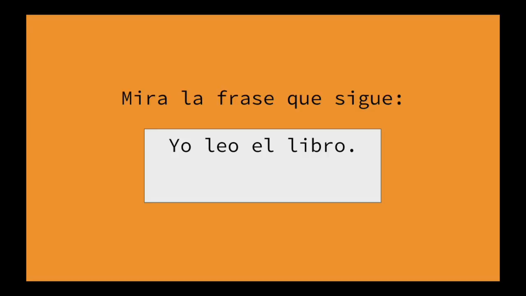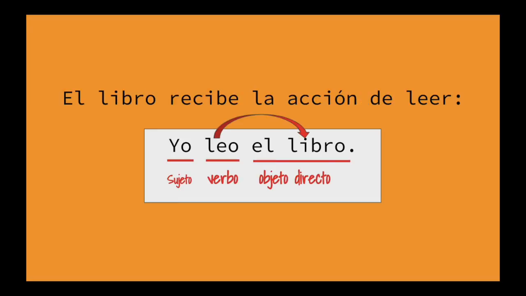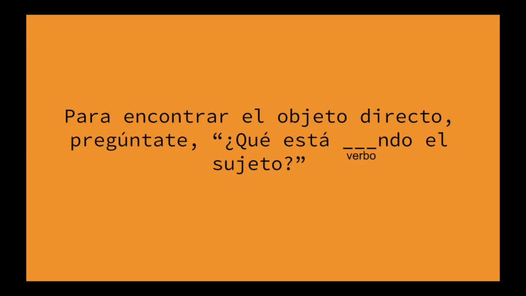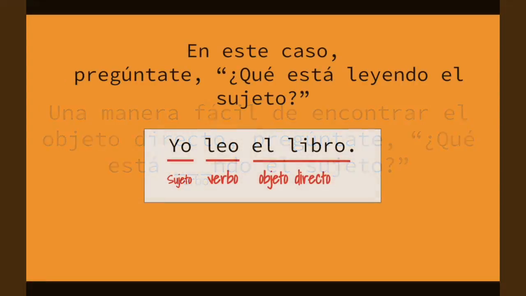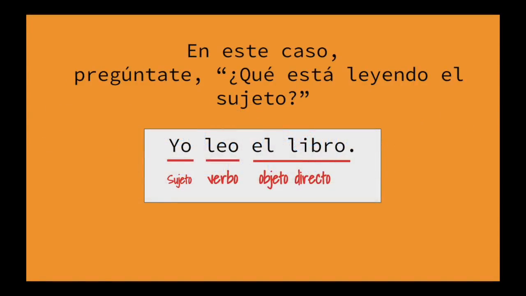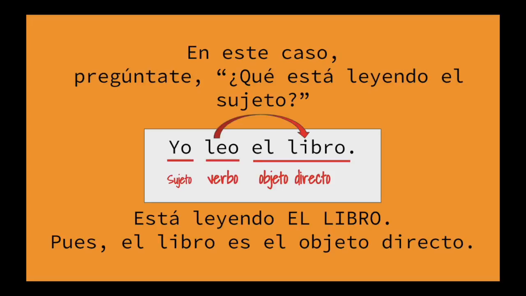Mira la frase que sigue. Yo leo el libro. Yo es el sujeto, leo es el verbo y el libro es el objeto directo. ¿Sabes que el libro es el objeto directo porque el libro recibe la acción del verbo leer? Para encontrar el objeto directo, pregúntate la siguiente pregunta. En este caso, pregúntate, ¿qué está leyendo el sujeto? El sujeto está leyendo el libro, pues el libro es el objeto directo.